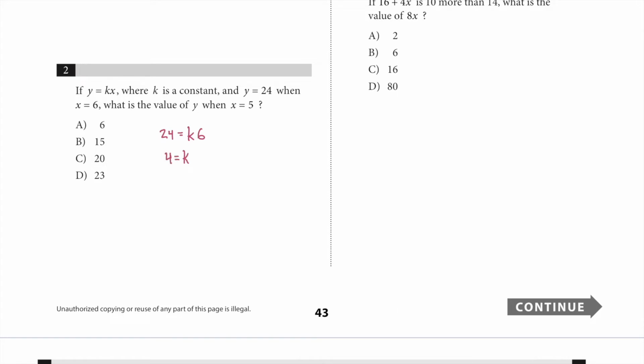And now we want to find when x equals 5. So we want to find what the value of y is when x equals 5. So we have y equals k, which is 4, times x, which is 5. So y equals 20. C is our answer.